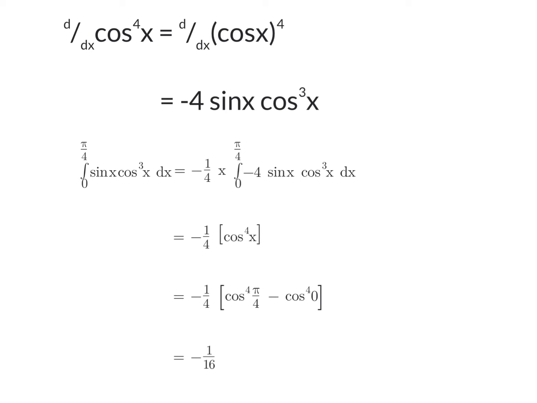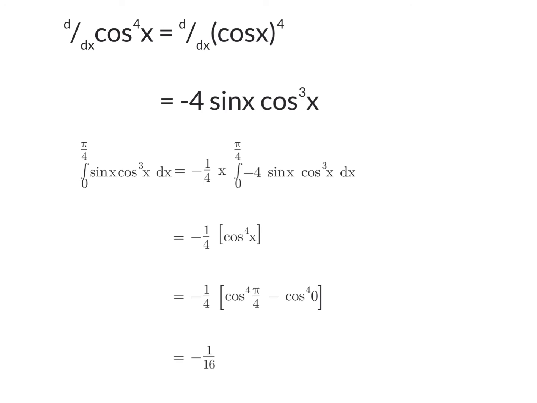The differential of cos to the power of 4 of x is the same as the differential of cos x all to the power of 4. So this is a chain rule. Power down the front, lower your power by 1, times by the differential inside. So I bring the 4 down the front. The differential of cos x is minus sine. Lower the power by 1 gives me cos cubed x.